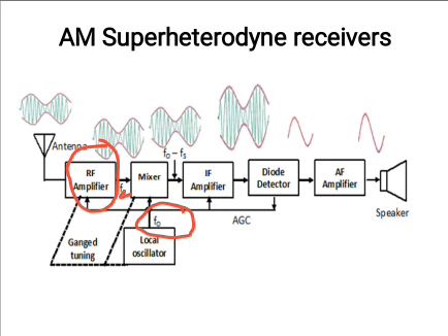The amplified radio frequency signal is then mixed with the local oscillator frequency, that means Fs and F0. The combining of these two signals is done at the mixer stage, which produces sum and difference frequency signals of the incoming high frequency signal and the local oscillator signal, which are Fs plus F0 and Fs minus F0.